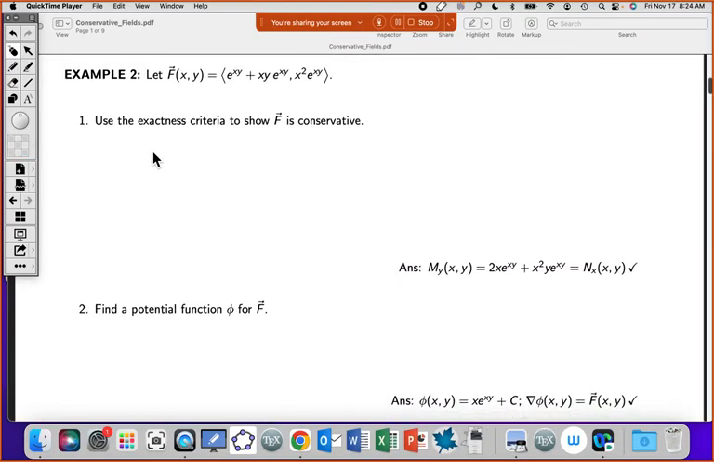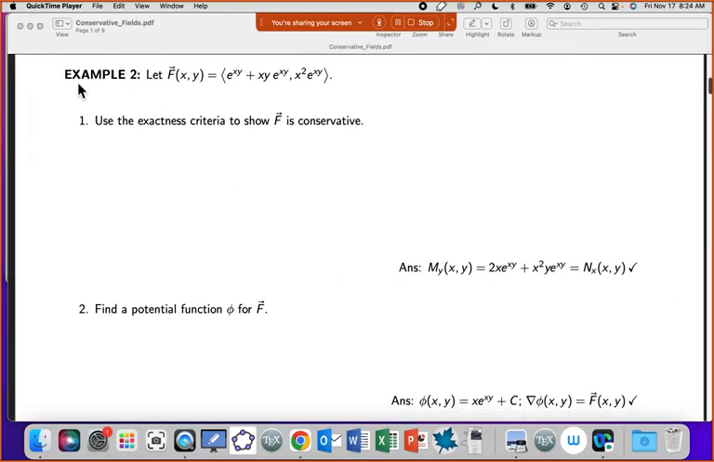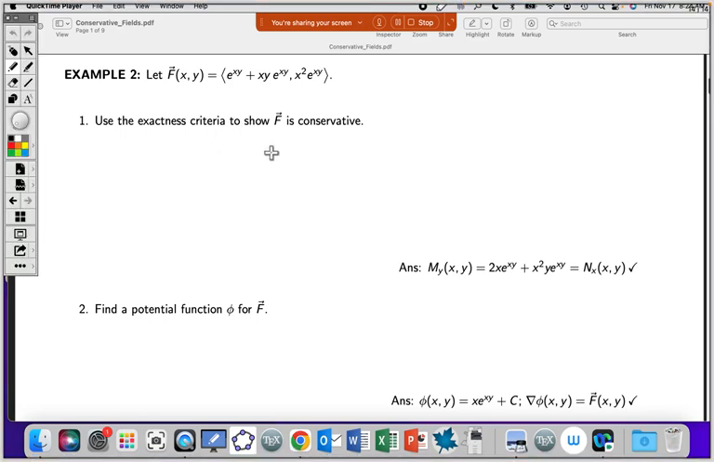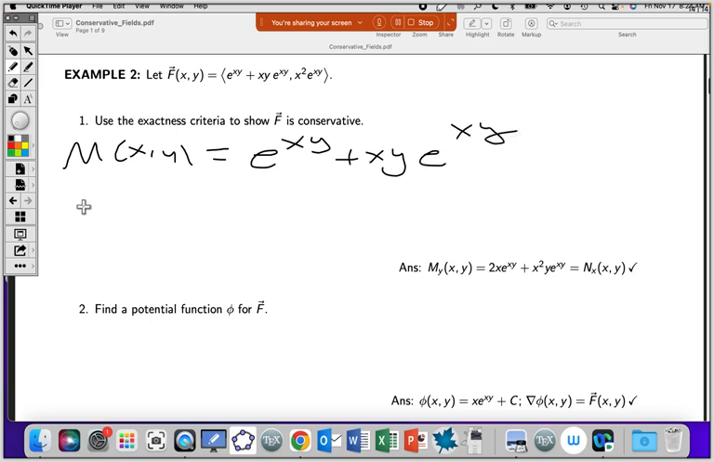So, for example, we got a field here, f. Use the exactness criteria to show f is conservative. So once again, we're going to identify the M and the N. The M is always the x component. So we will look at My. So we're looking at the derivative of the x component with respect to y. So once again, we're looking to see if the mixed partials would be the same, is really what we're doing here.